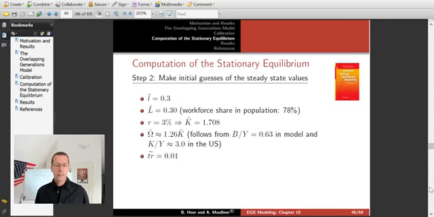So we choose an average labor supply of 30%, 0.3. And then we guess that efficient labor is also 0.3. Efficient labor is working hours times individual productivity. Now, we have to take account of the fact that only 78% of the population are workers. The remaining 22% in our economy are retirees. So we would have to multiply 0.78 times the average working hours, 0.3, times the effective labor.